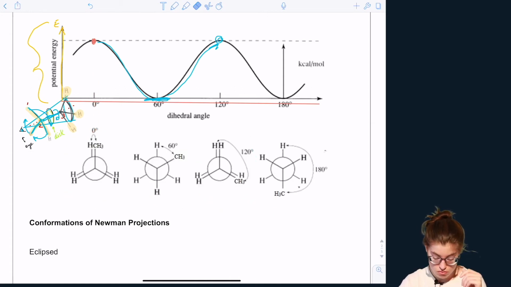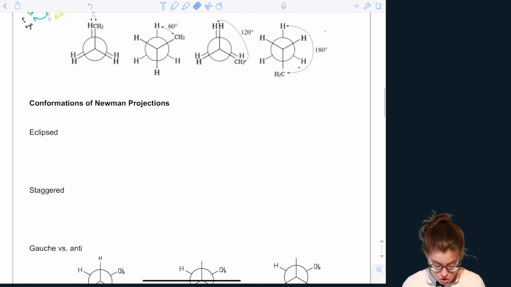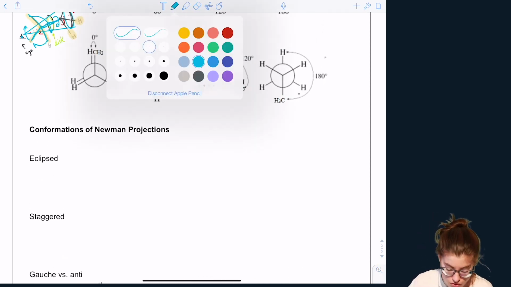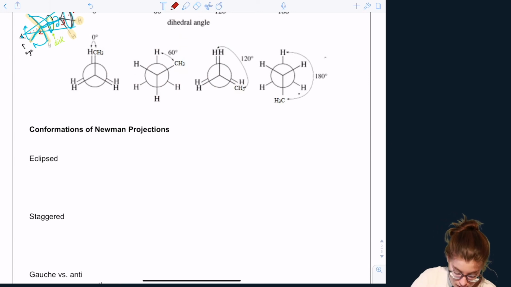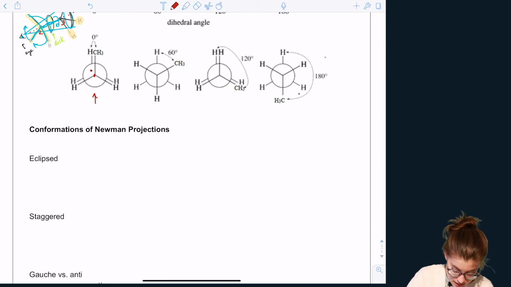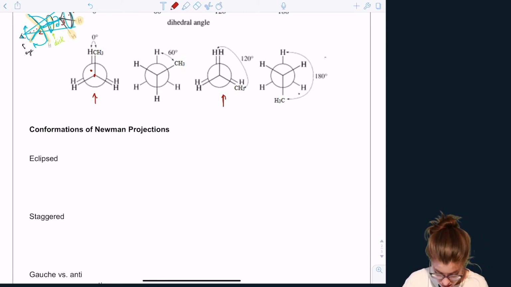So let's go over a few terminology here. Eclipsed refers to when the front carbon and the back carbon groups are aligned on top of each other. So this is eclipsed, and anything where your bonds are directly in front of or behind, that's an example of an eclipsed conformation.